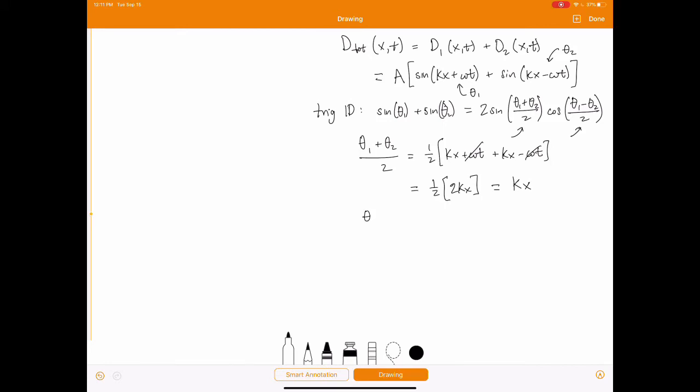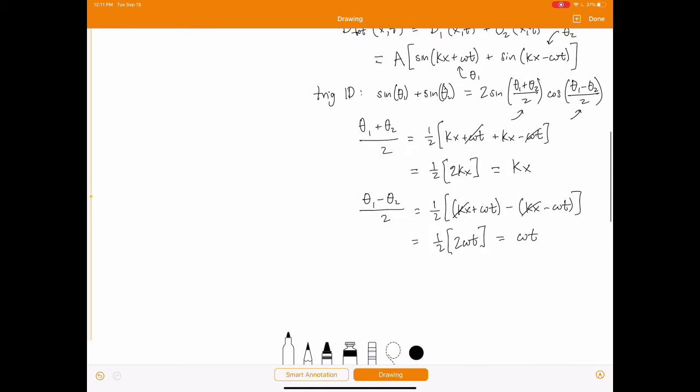Okay, then we have theta 1 minus theta 2 over 2. So for us, that's going to be a half times, again, theta 1 is kx plus omega t minus theta 2, which is kx minus omega t. So this is going to be a half. Now this time kx cancels out here and here. And then we're going to have 2 times omega t remaining. And of course, multiplying that by a half gives us just omega t.